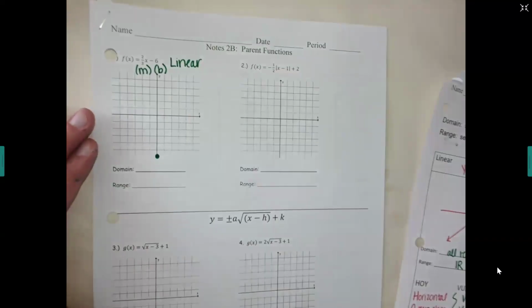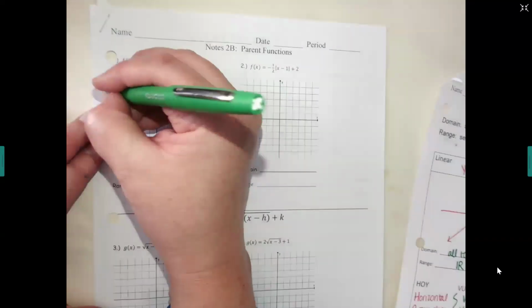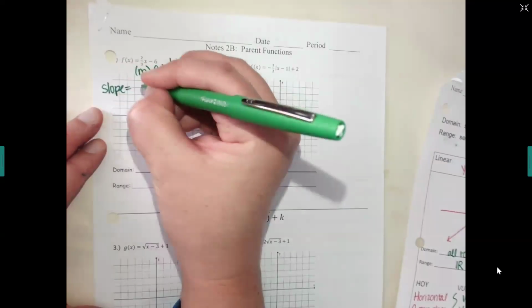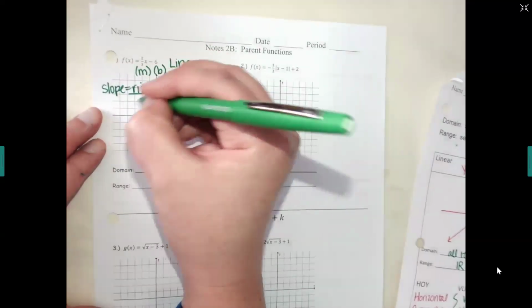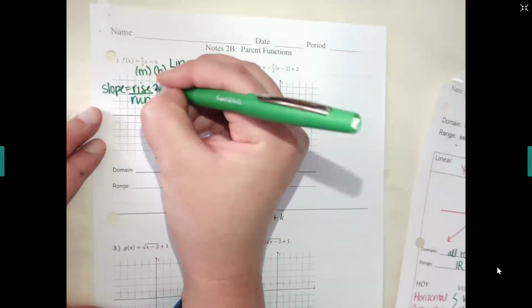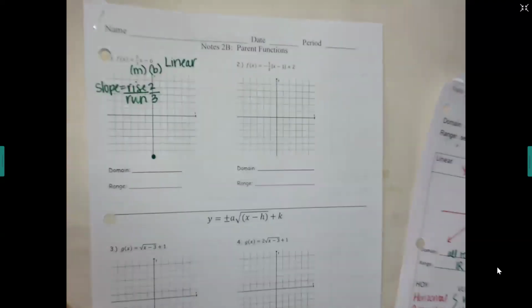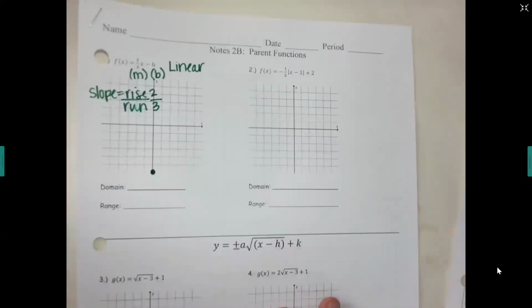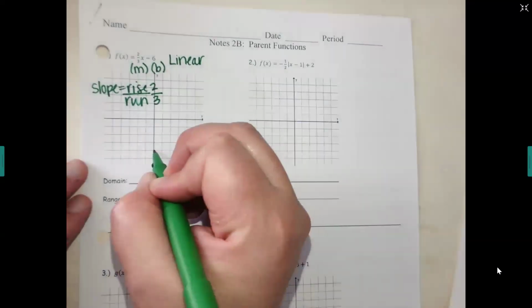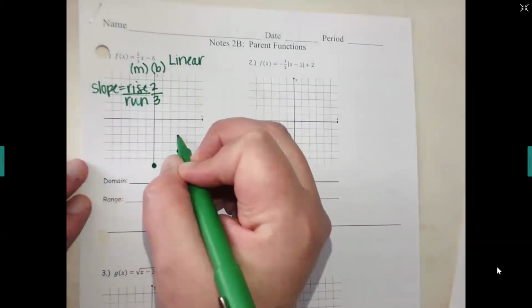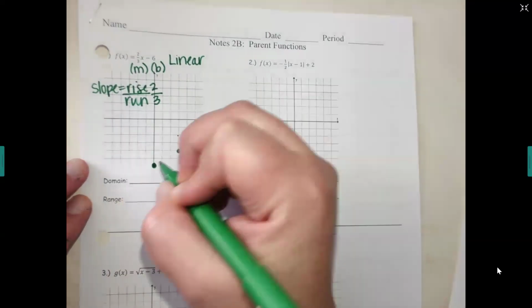And then m is the slope. So hopefully you remember slope is rise over run, which in this case will be 2 over 3. So I'll go rise 2, run 3. Rise 2, run 3.